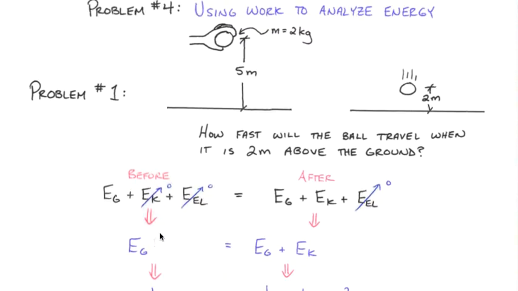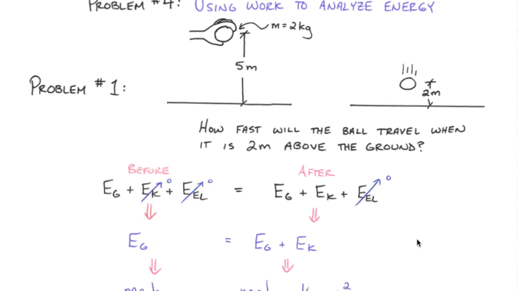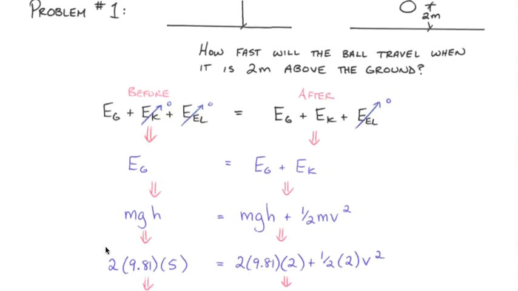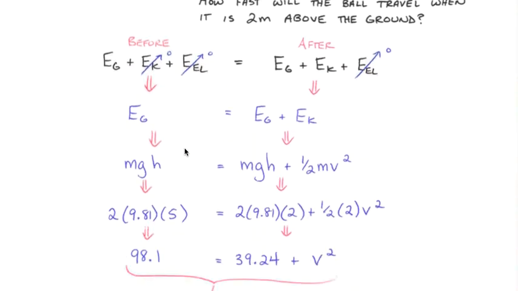So as you can see, initially I had all gravitational potential. Afterwards, I have a combination of gravitational potential as well as kinetic. If I plug in the equations for each of these, I have mgh before equals mgh plus 1/2 mv squared afterwards. These are based on my final values. These are based on my initial. So my mass is 2. My height is 5 for the initial case.